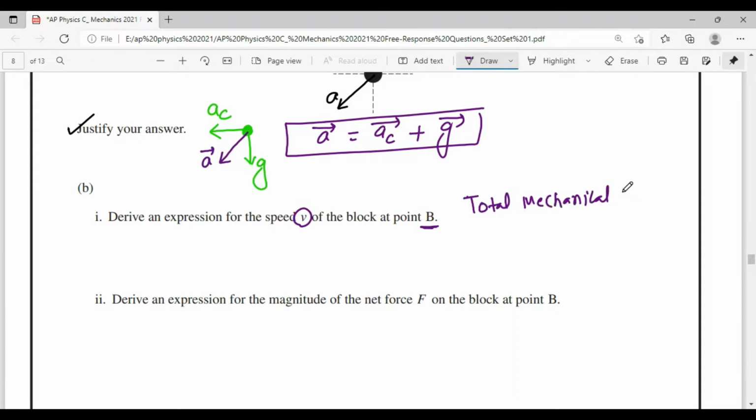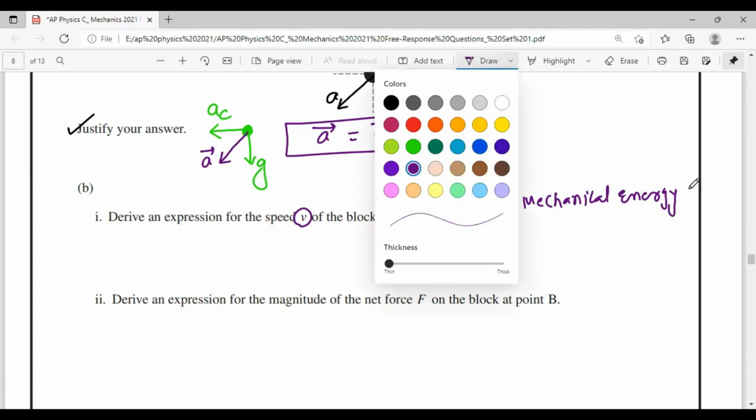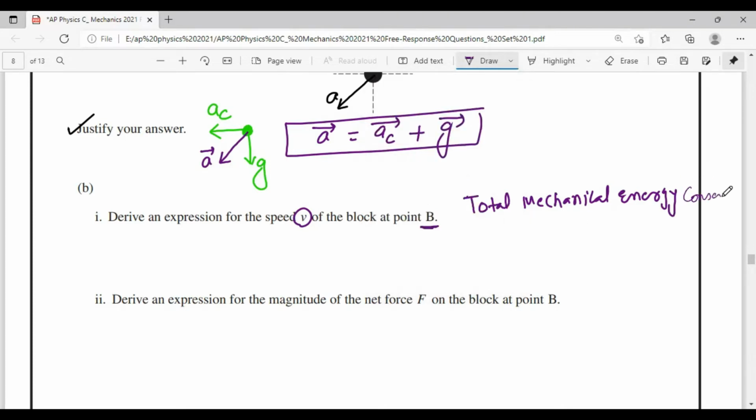Total mechanical energy conservation. So what is the condition for total mechanical energy conservation? I want to explain the hidden theory part with this question also, so that you can understand the question as well as the concept behind this question.